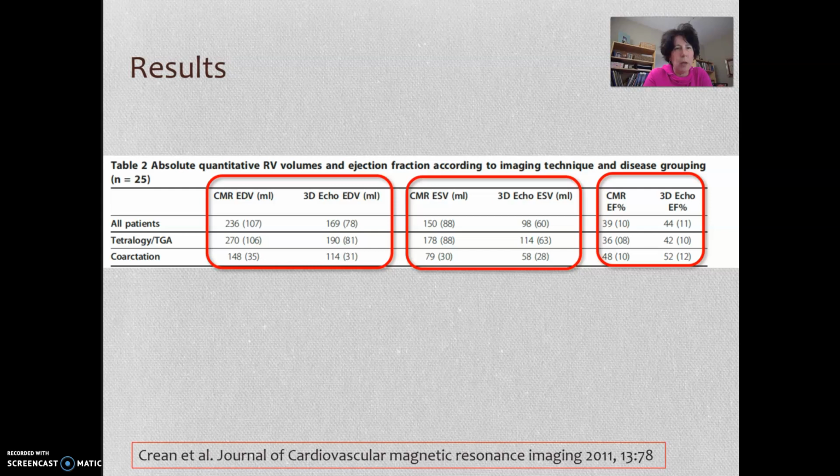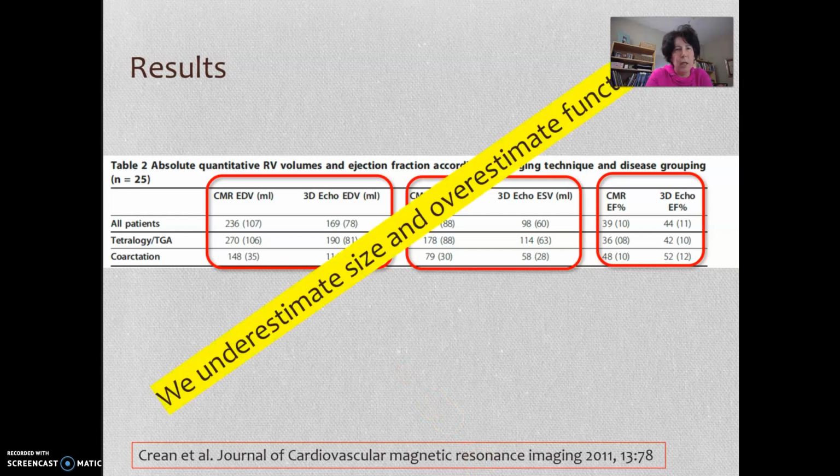This is a bit of a complicated slide, and there's not too much that you need to know about it, other than that we underestimate size and overestimate function when we look at echo compared to cardiac MRI. So if your heart looks big and it looks like it's not working well, then it is big and it's not working well. Probably bigger and working less than you think.